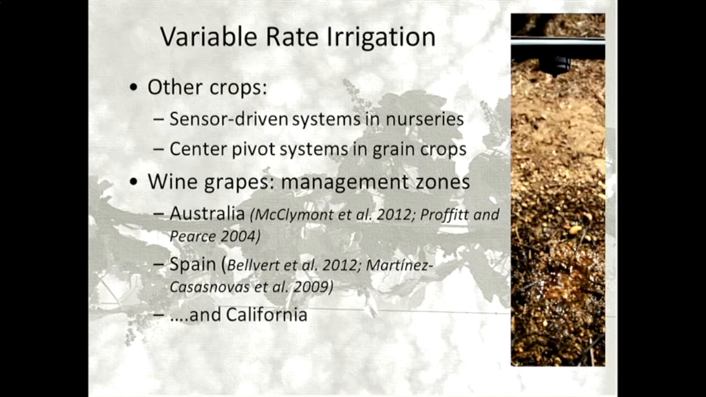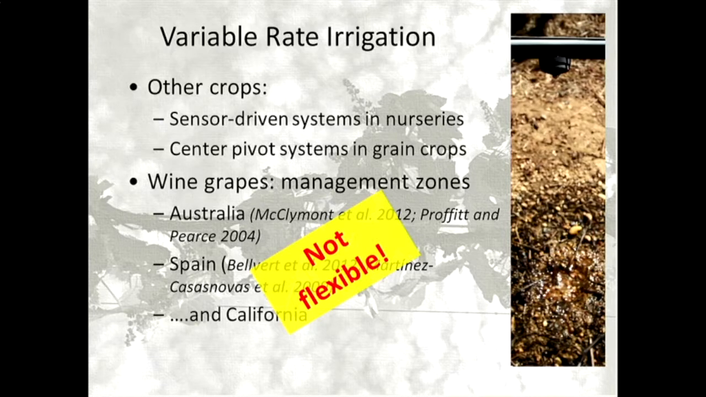So variable rate irrigation has been, I'm sure most of you have seen the work that's been done in other systems and center pivots and in the Midwest and other crops. In wine grapes, for the most part, the irrigation practices have generally gone towards a management zone where we're looking to have wine quality A go for one price and wine quality B go for another price per bottle. And these management zonal systems aren't very flexible.